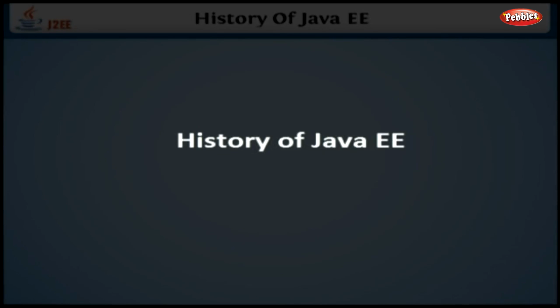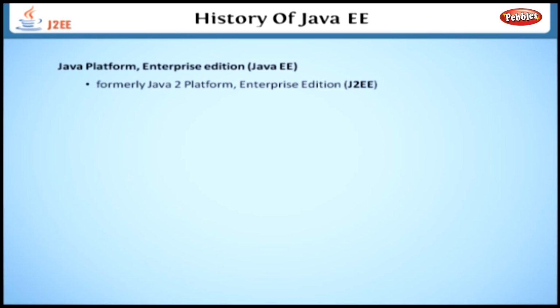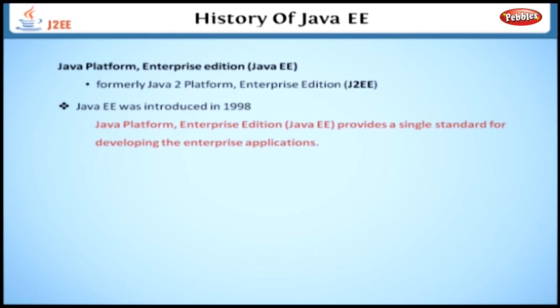History of Java EE. Java EE is the abbreviation of Java Platform Enterprise Edition. Formerly, the name was Java 2 Platform Enterprise Edition, or J2EE. Java EE was introduced in 1998. It provides a single standard for developing enterprise applications.